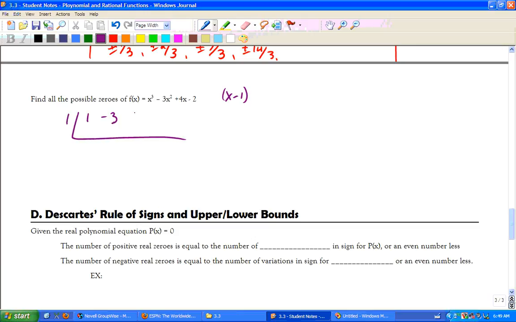1, negative 3, 4, negative 2. Bring down the 1, get 1. Multiply and add negative 2, negative 2. Negative 2 plus 4 gives me 2. Multiply together 2. Add together gives you 0, which gives you a function x squared minus 2x plus 2.